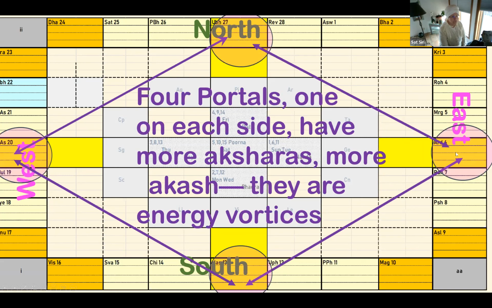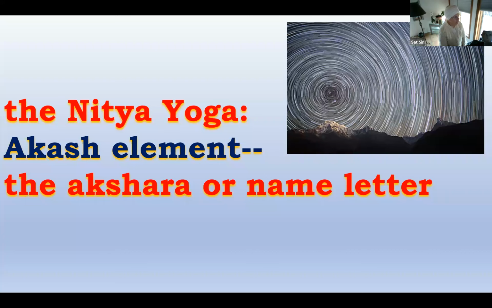So just to repeat this slide so that we see exactly this situation. These are the 4 portals. These have more akash, more aksharas, more letters. So these are like energy vortices. And this is where the nodes fell. It's where we saw that before. So this is something sent from above because of the anger of the gods.